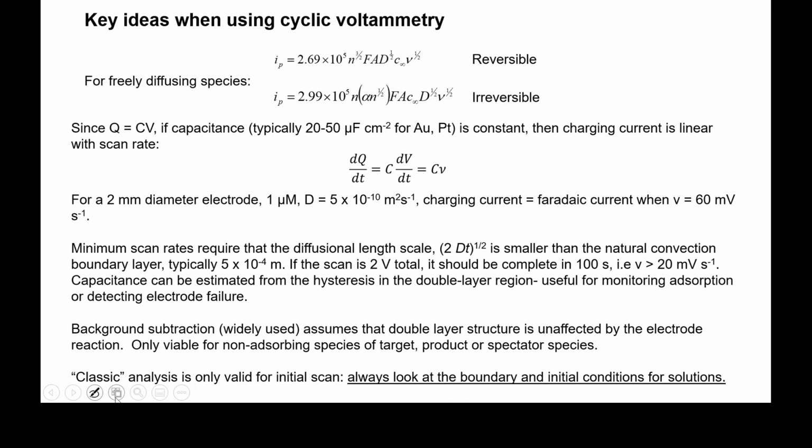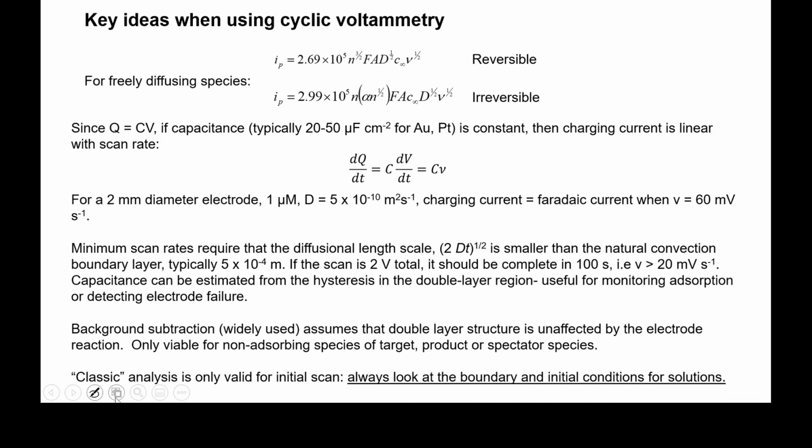And the final point I would like to hammer home, because again, this is something I've had to mention to quite a few students and even postdocs over the years, is that the classic analysis for cyclic voltammetry is only valid for the initial scan. Look at the boundary and initial conditions that Nicholson and Shain used to solve those equations, and you will see that the initial condition is that the analyte concentration is homogeneous at all points beyond the electrode surface. And that will not be true for your second scan.